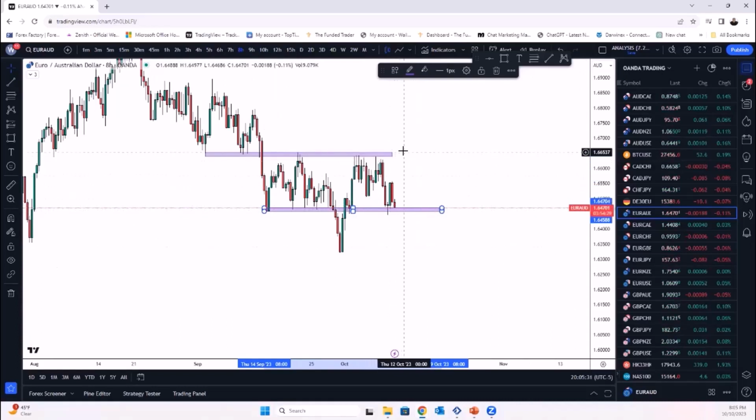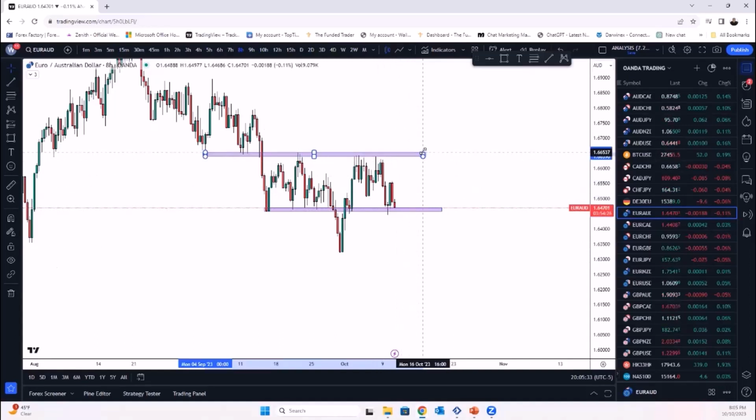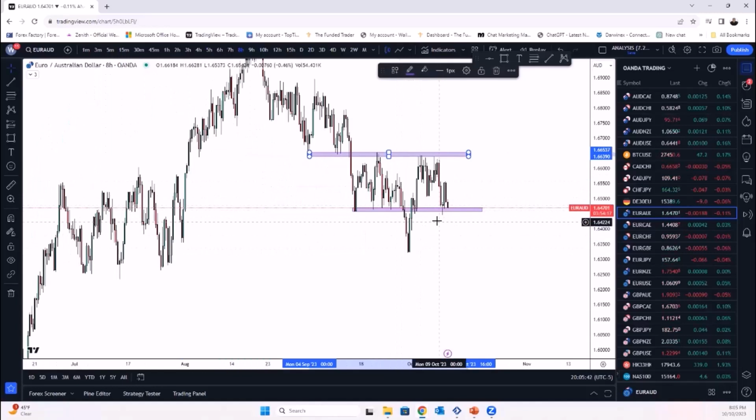It's going to go back up to the range. So we can bounce it off of there and go to there. If it breaks, then it's probably coming lower, so we've got to find a new area. That's a way to trade support and resistance.